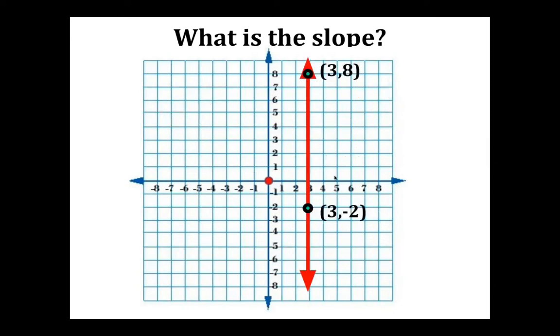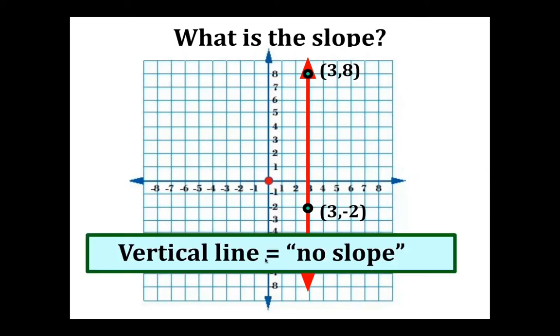And what is the slope of this line? You have a vertical line with the points (3, 8) and (3, -2). Again, there is no counting of the slope that you have to do. Just always know that whenever you see a vertical line, your slope will be undefined, or no slope.